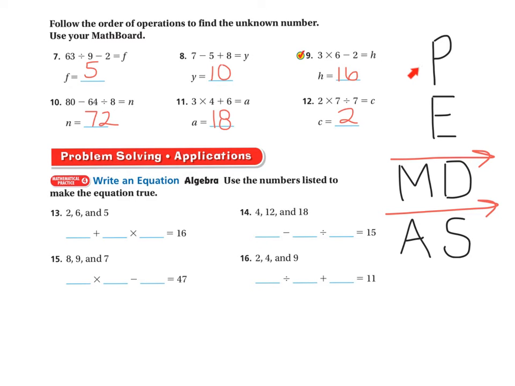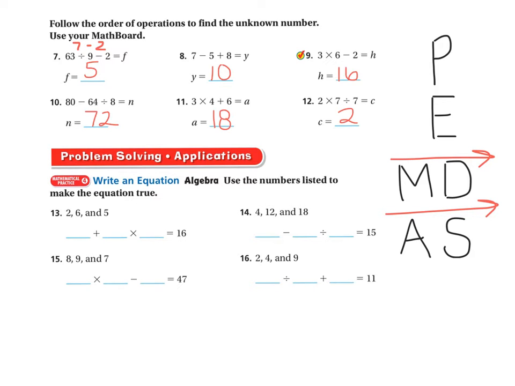I do not see any parentheses in number 7. I do not see any exponents. However, I do see multiplication or division. Specifically, I see division. So I'm going to start with that. 63 divided by 9 is 7. It helps me to write that right on my paper. Now I can focus on the rest of my problem, which is minus 2. 7 minus 2 is 5.